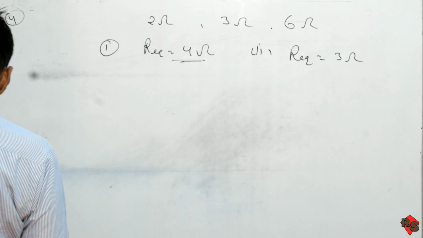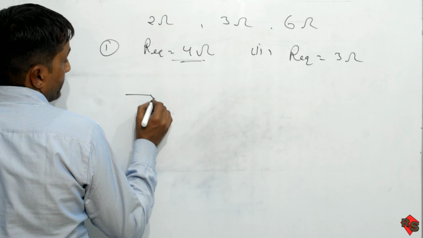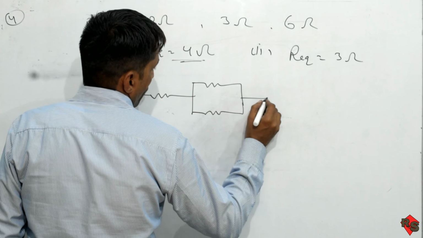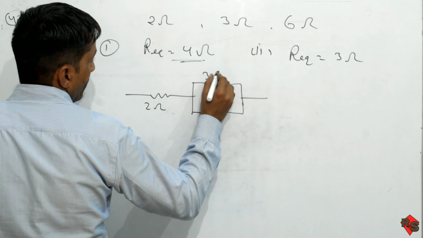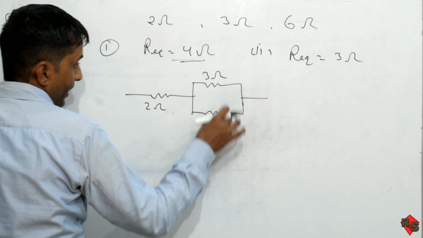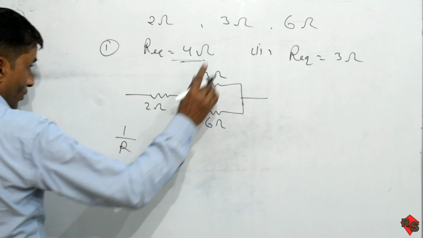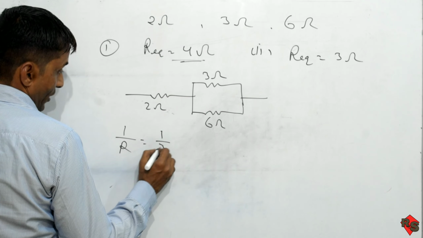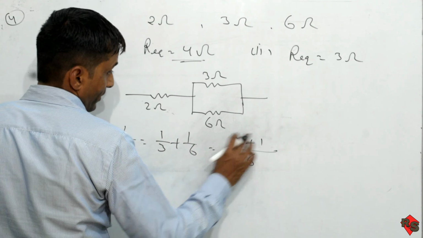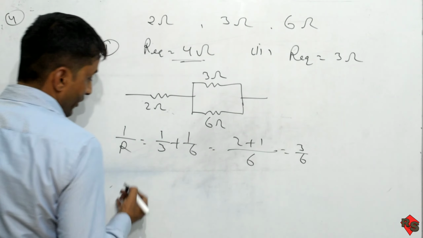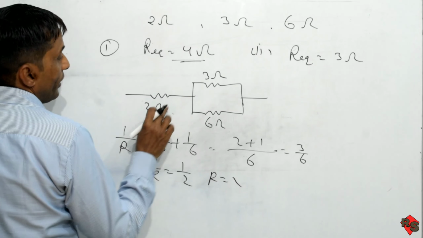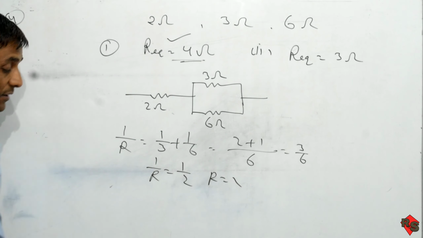For the first, we have 2 ohm, 3 ohm and 6 ohm. 3 and 6 are in parallel, so R equivalent of this: 1 by R is equal to 1 by 3 plus 1 by 6, that is 2 plus 1, 3 by 6, and 3 by 6 means 1 by R is equal to 1 by 2, so R is equal to 2, and this 2 is in series with the other 2, 2 and 2 make 4. That is the first answer.